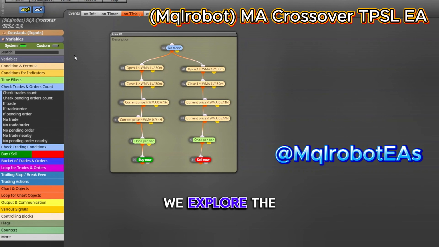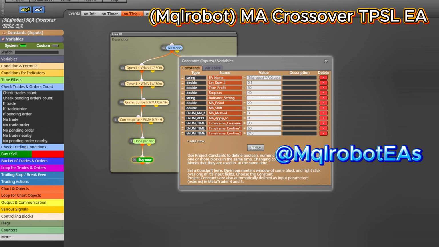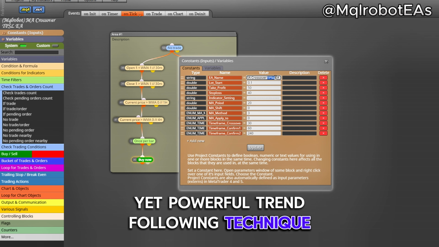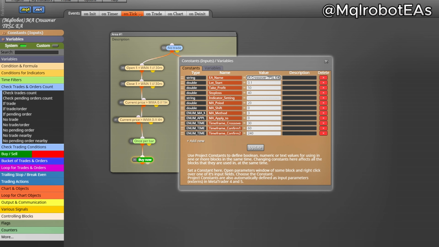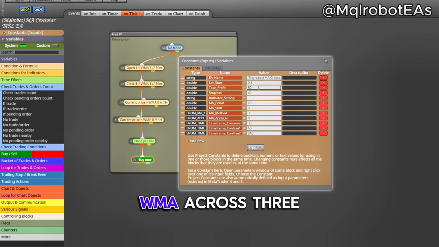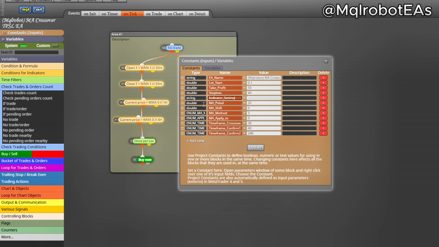In this video, we explore the structure of the MA Crossover TPSL EA, designed and built using FXDreema, the no-code platform for MetaTrader automated strategies. This expert advisor uses a simple yet powerful trend-following technique, moving average crossover. Specifically, it compares weighted moving averages, WMA, across 3 time frames, 30 minutes, 1 hour, and 4 hours, to determine high probability entry points. Here's how it works.